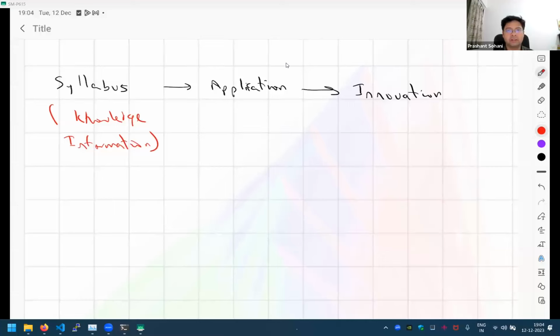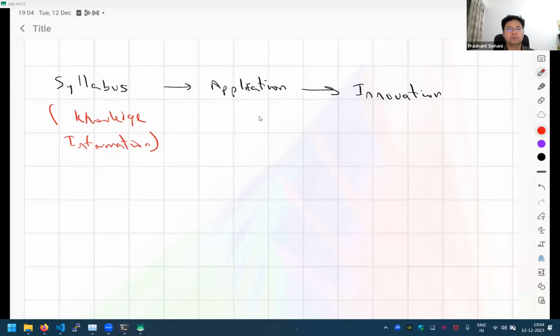So keep this in mind as much as possible, that every time, don't just ask the question what is the syllabus. Also start to think how can I apply the concepts which I'm learning, and then also start to think, can I find out new problems which I've never solved before? Even if it's a problem which you have never solved before, it is an innovation for you, right? It doesn't have to be cutting edge research at the forefront of science.